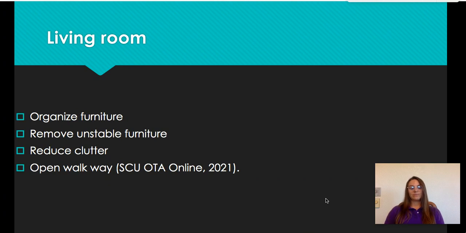In the living room, we can focus on organizing the furniture so that it is easy to walk throughout the living room. Remove any kind of unstable furniture because this is a danger. Reduce the clutter. We don't want things on the floor. We don't want things causing you to fall. And make sure that there's an open walkway.